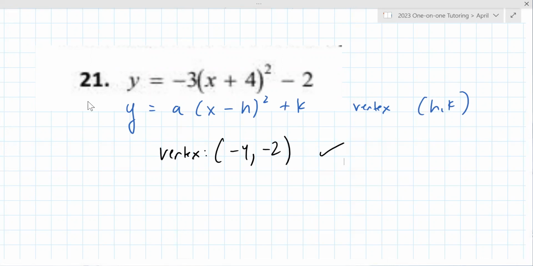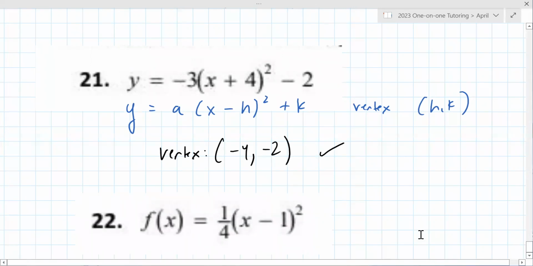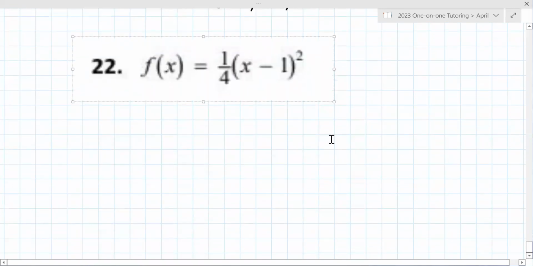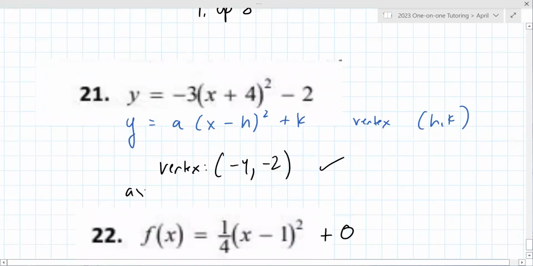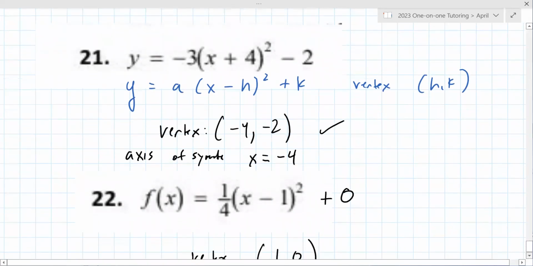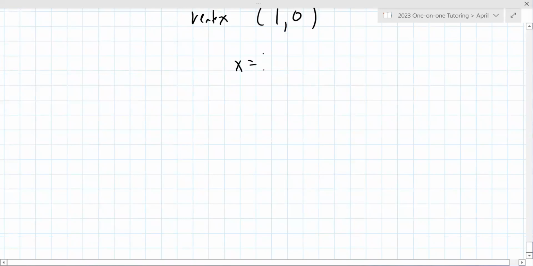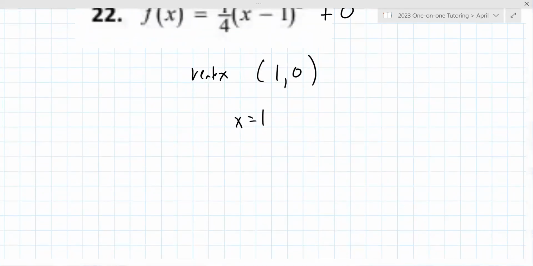All right, 22 is somewhat similar. It doesn't have anything written off to the side. But we can add in +0. So what's the vertex now? -1, 0, or 1, 0. Good. Now that we've got that down, we can go back and do what's called the axis of symmetry. And this is always x equals. So then x equals -4. And this one is x equals 1. Really good. Now that's if it's in vertex form, right?